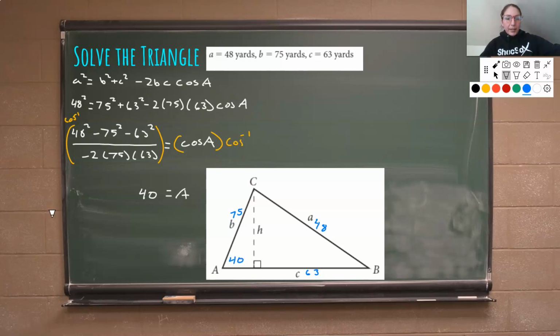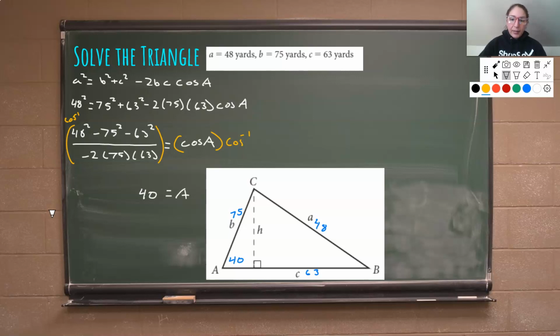40. Great. Now again, we have the SSA case, or we have the SAS case. So we can either hit this with the law of cosines again, or we can hit it with the law of sines. It's totally up to you at this point. You have enough information to use either formula. But I'm going to just use law of sines for funsies.